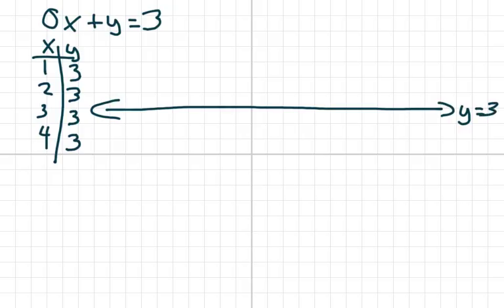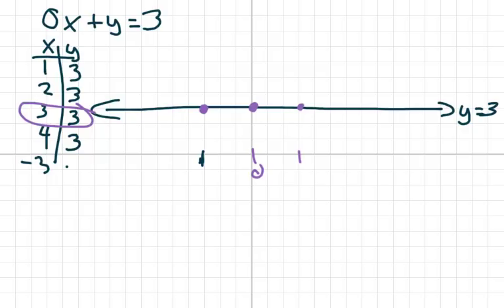So my x could be -3, and it would still, right here, would be 3. My x could be 0, and I'm still up to 3. My x could be 3 here, and I have 3. So all these points would be that equation.